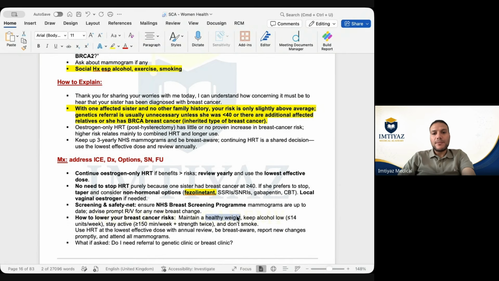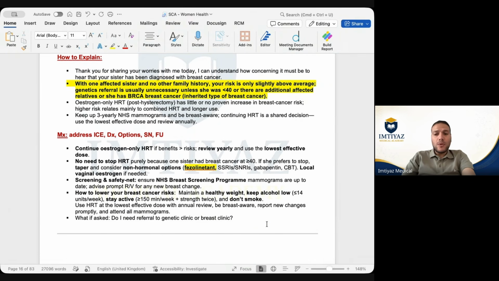Healthy weight, like weight loss, can have a protective effect. Reduce alcohol to the recommended level, or even cut down alcohol more. Stay active and don't smoke. See, all of these factors are important when we talk about minimizing the risks of breast cancer. Okay, and if she will continue HRT, we can use the lowest effective dose.